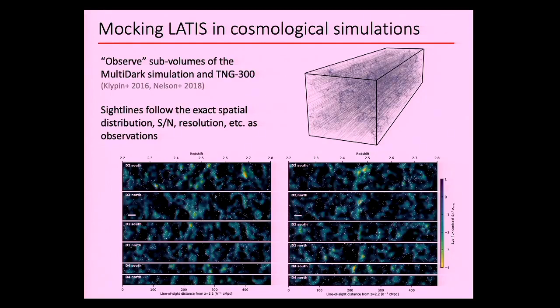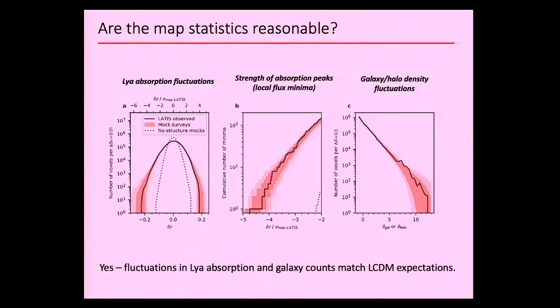And then we can synthesize maps in the same way. In this case, this is the observed map, and this is one of the many mock realizations that we can do of the survey. Visually, it looks pretty similar, and that's borne out with the statistics as well. We want to make sure that the maps are reasonable, that the large-scale structure we're tracing is consistent with LCDM and so on. And that is the case.